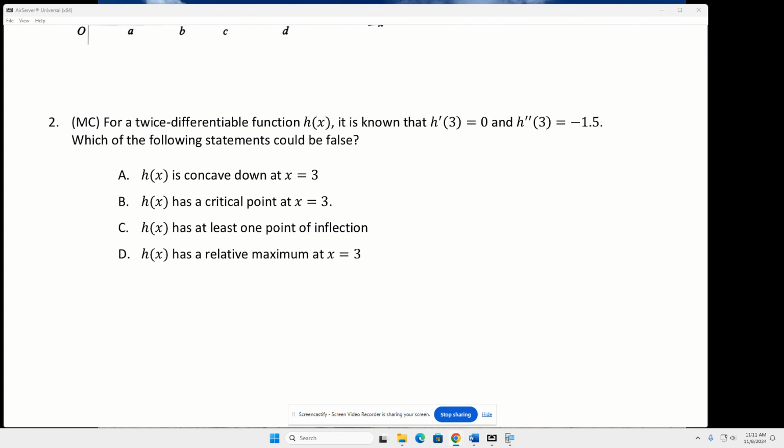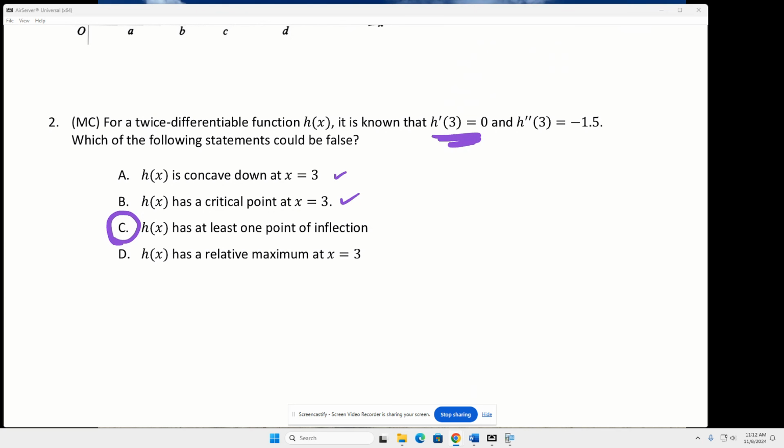Okay, and then for this one, for a twice differentiable function h, it is known that h prime of 3 is 0, and h double prime of 3 is negative 1.5. Which of the following statements could be false? So, is it true that h is concave down at that point x equals 3? That is true. Is it true that h has a critical point there? Yes, that's what this means. Right? Do we know if h has at least one point of inflection? We do not know that. That's probably the answer to the question.